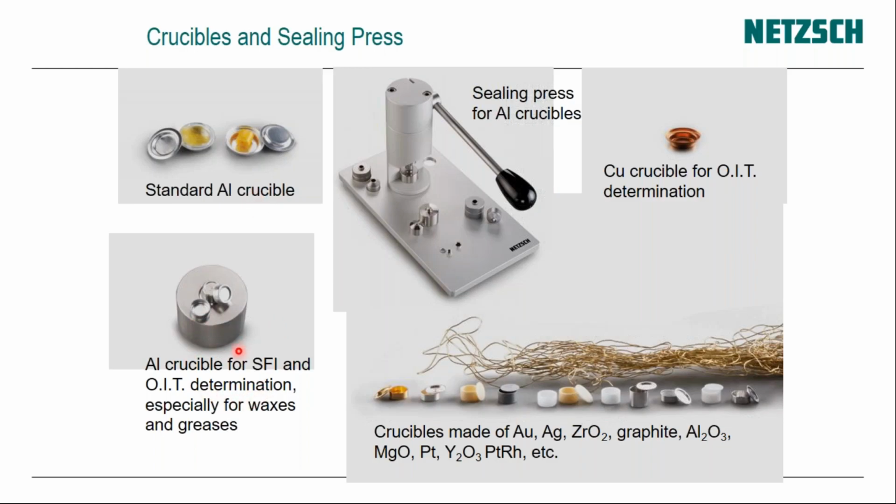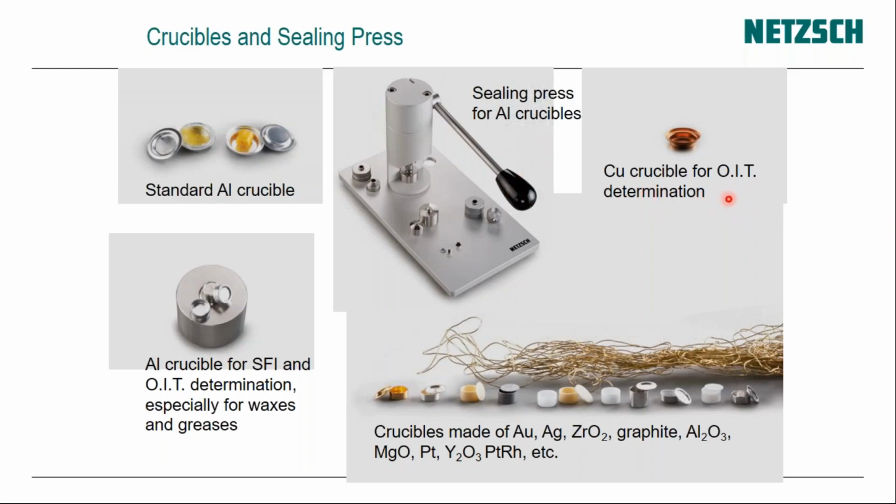Now, this is a specific kind of aluminum crucible for solid fat index and for the OIT determination. So we have this sample crucible and the lid, which is a pierced lid, and we crimp it. For crimping the crucible we have the sealing press, or the crimping tool. It's a manual lever, you can just press it easily, it's very handy, and the crucible is sealed and ready for a test on the DSC.